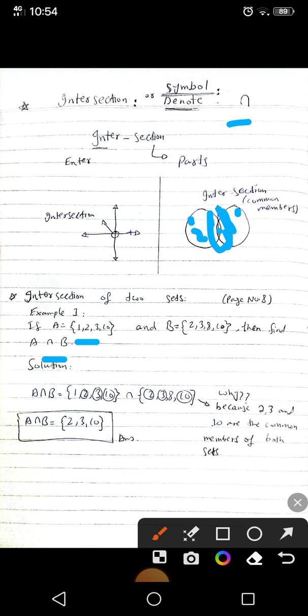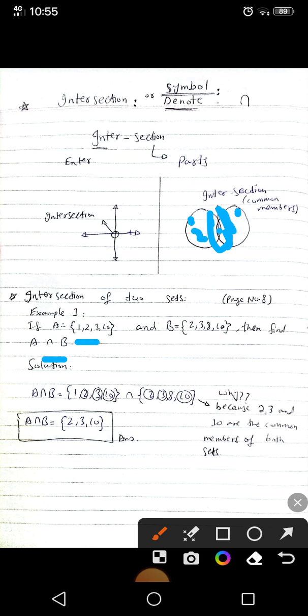Who will tell me what the symbol of union was? Please write down your answer in the comment box. The open side of the symbol of union is upward, but the open side of the symbol of intersection is downward. Okay, can you get my point?